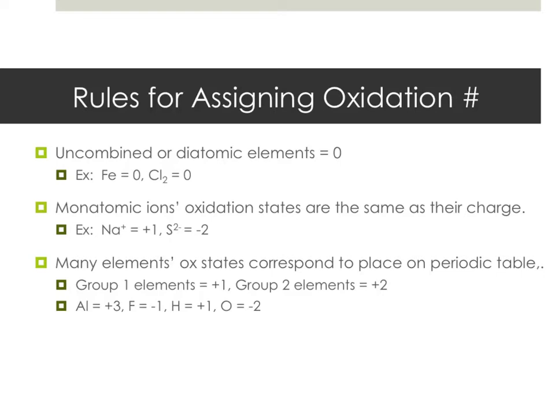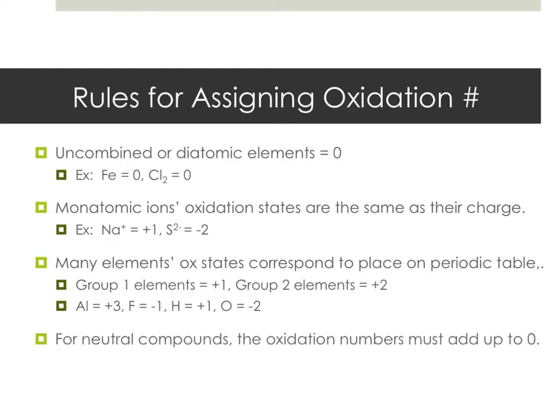So how do we figure out the things that don't have rules? Essentially, it's by process of elimination. We know that for neutral compounds, the oxidation numbers of all the elements in the compound have to add up to 0.